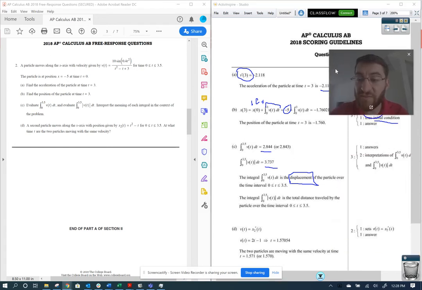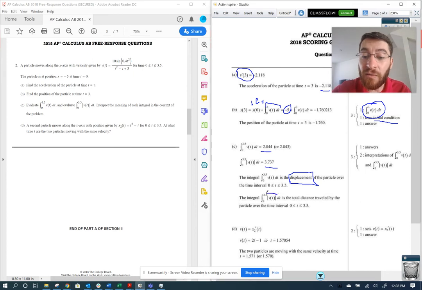So net change of position is displacement. And then here we go: absolute value of v, that is total distance traveled. You have that in your day 1 study guide. Wow, this is all coming together.